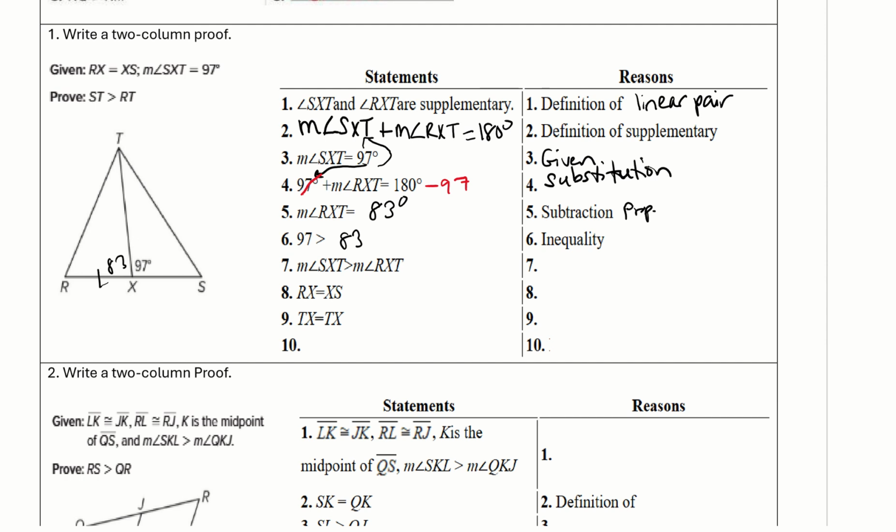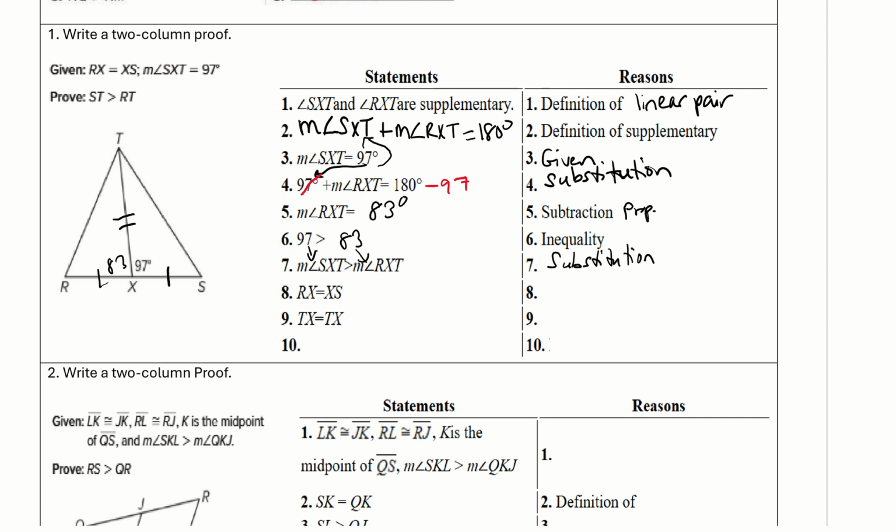We know that RX is equal to XS because that's been given. They told us that. And we know that this is equal to itself by reflexive property. I'm just going to mark that right there. And we can clearly see that SXT is bigger than RXT, because 97 is bigger than 83. So we can make a substitution, because 97 is equal to SXT and 83 is equal to RXT.